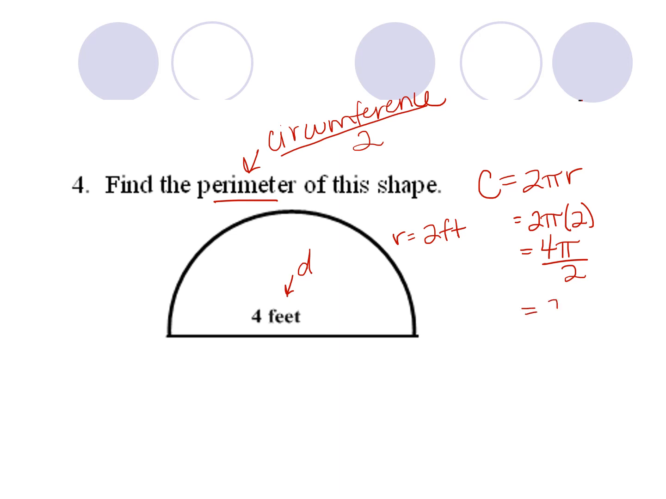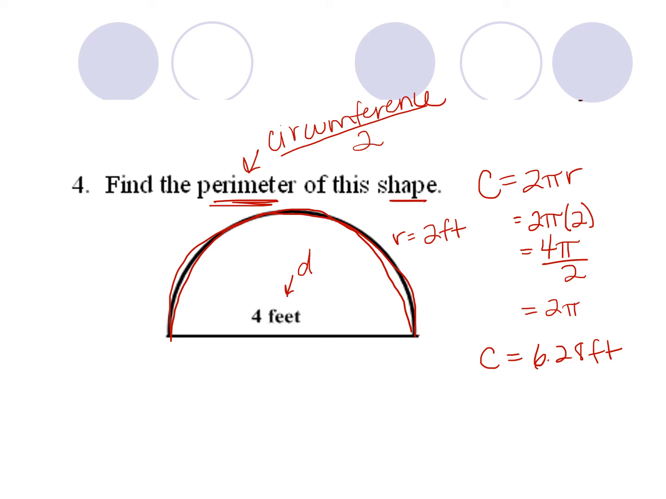So then I'm going to get 2 pi, and if I type that into my calculator, the circumference of just the half of this circle, so the perimeter of just this part of the circle, 2 times pi, if you plug that into your calculator using the pi button, you should get 6.28 feet. So I found the circumference, but I'm not quite done because it wants the perimeter of the shape.